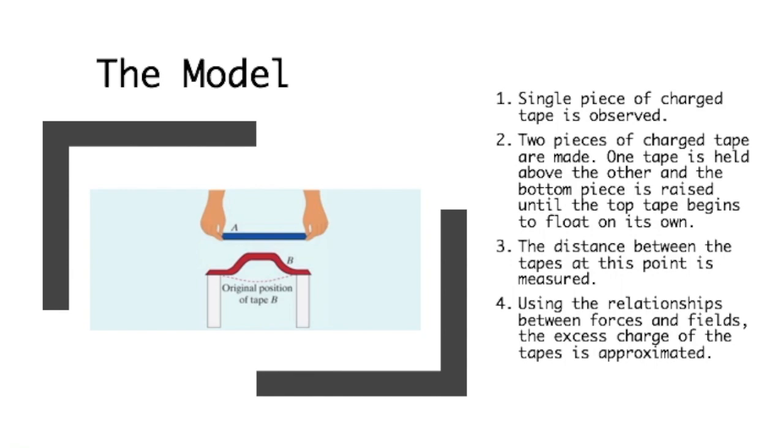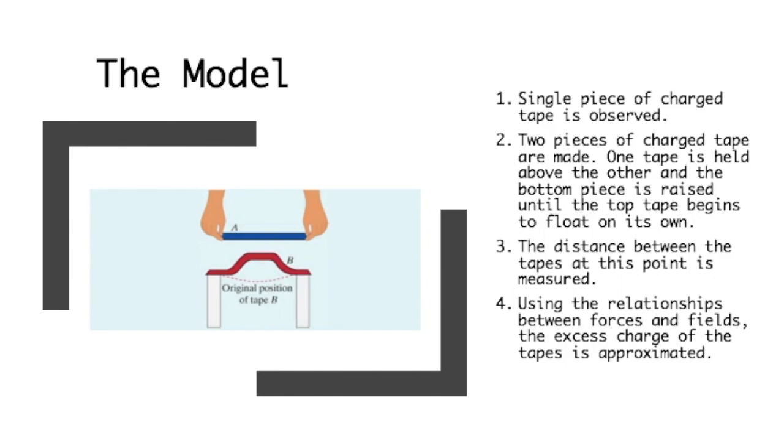Upon doing this, it was observed that the piece of tape was attracted to the charge of the pen, resulting in a positive charge for this piece. Then two pieces of charged tape are made with opposite charges. One is held above the other, and the bottom piece is raised until it is observed that the top tape is floating above it.